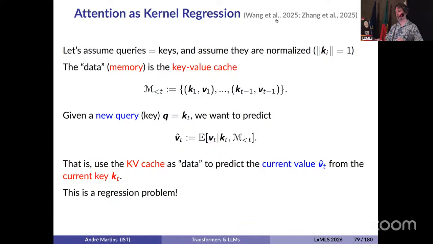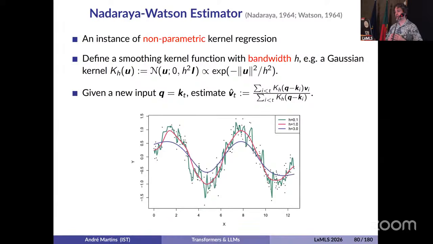So there is a very nice paper by Wang et al. that describes how many different architectures, transformers, Mamba, state space models, and so on, can all be seen as different regression solutions to this problem. So let's see what transformers do.